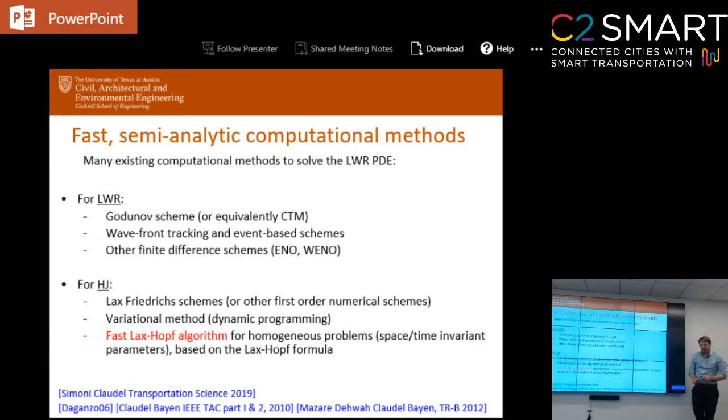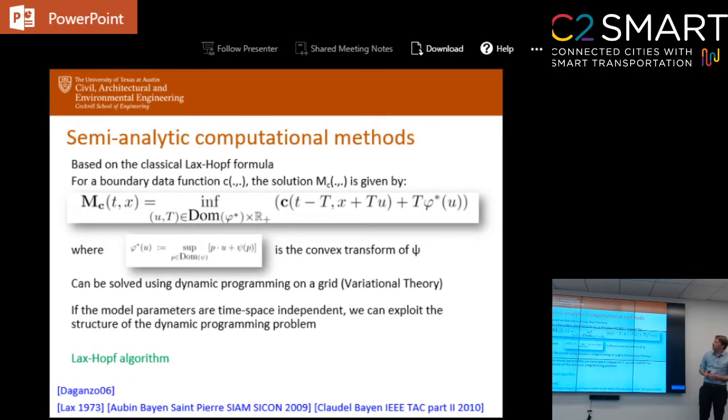That method is faster, but it works only for problems in which the fundamental diagram is independent of space and time. That means that we assume here that the parameters of the model are space and time independent. So how does this method work?